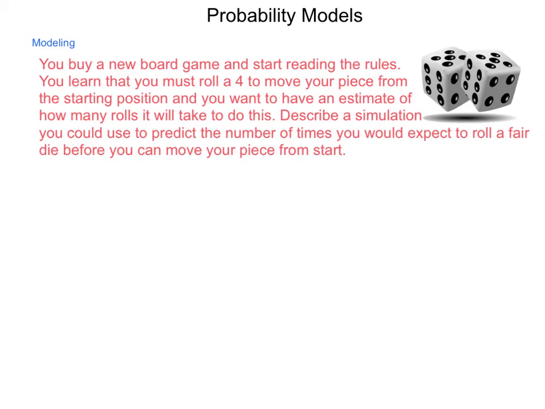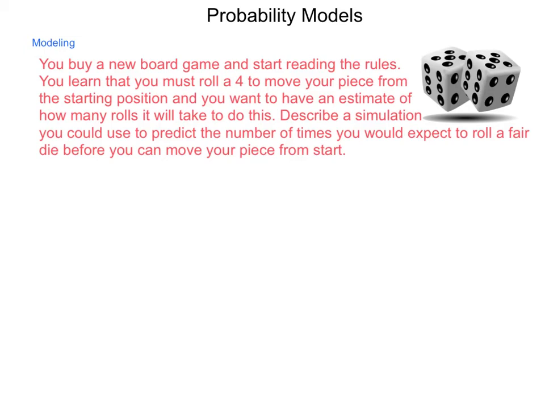So you buy a new board game and start reading the rules. You learn that you must roll a 4 to move your piece from the starting position, and you want to have an estimate of how many rolls it will take to do this. You are also using only a single die in the process. Describe a simulation you could use to predict the number of times you would expect to roll a fair die before you can move your piece from start.